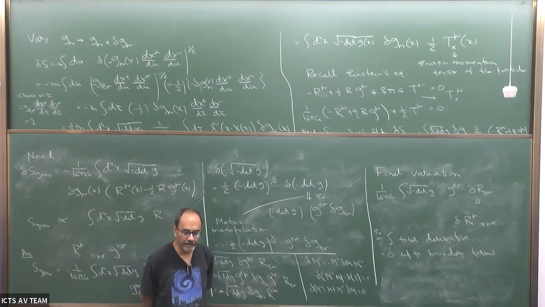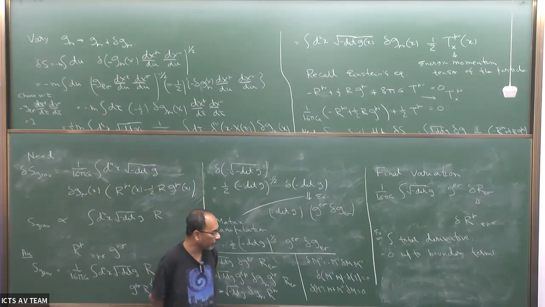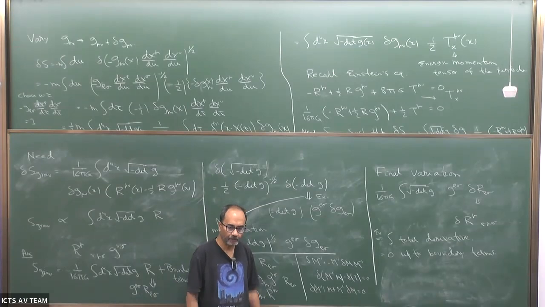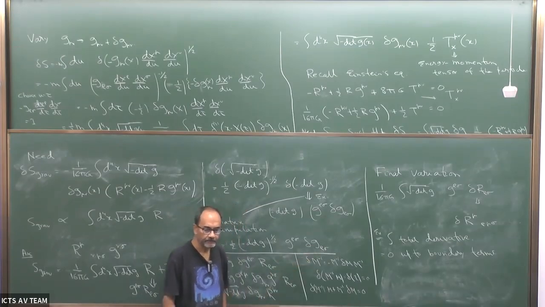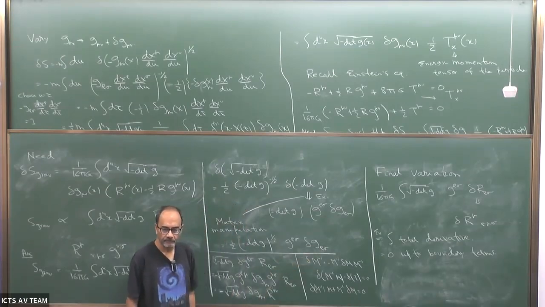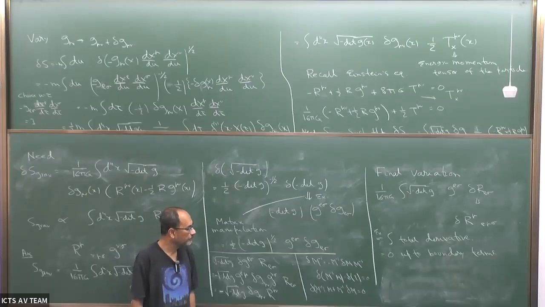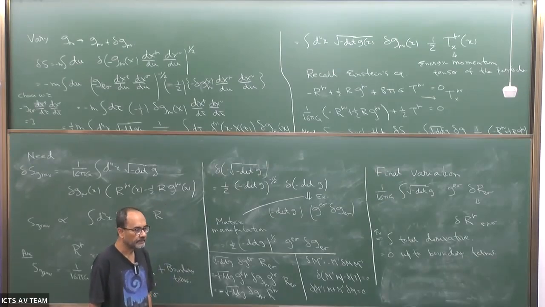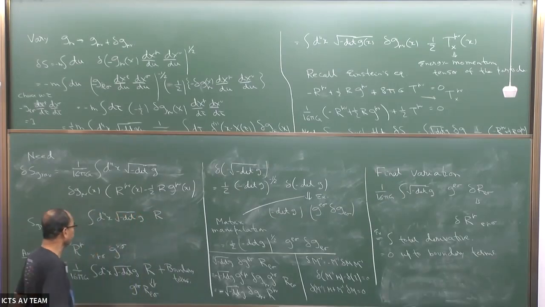Yes, you have to include boundary terms that will cancel these. Some of the boundary terms will go away by the boundary condition, but not everything goes away, so you have to include the boundary terms that cancel this. Is this clear?